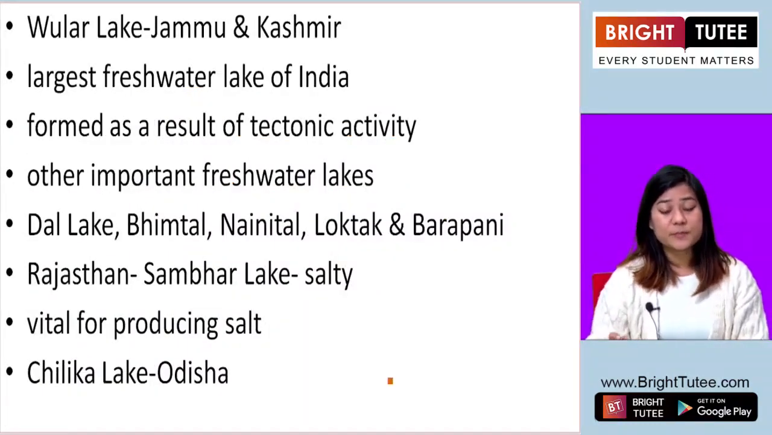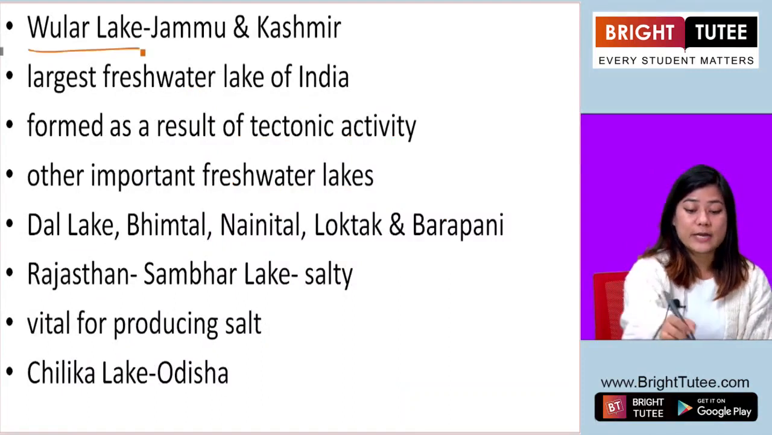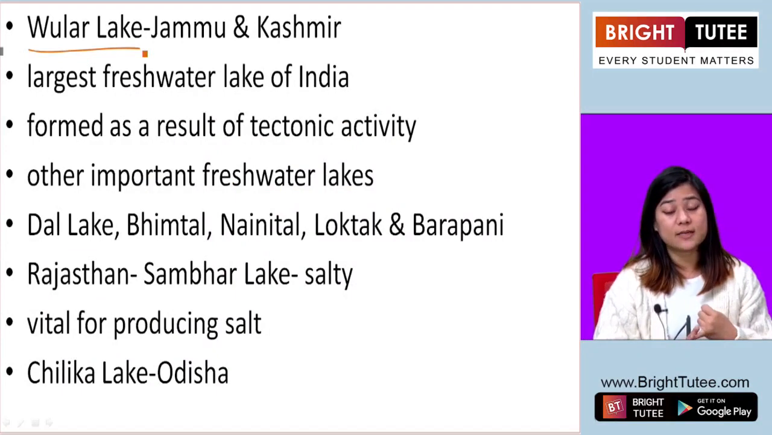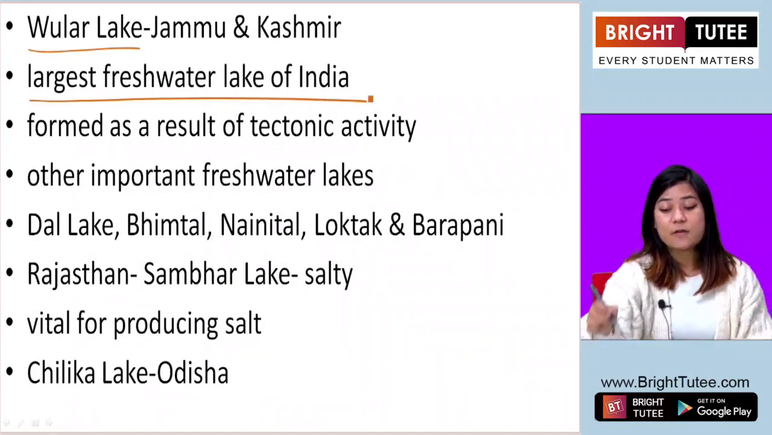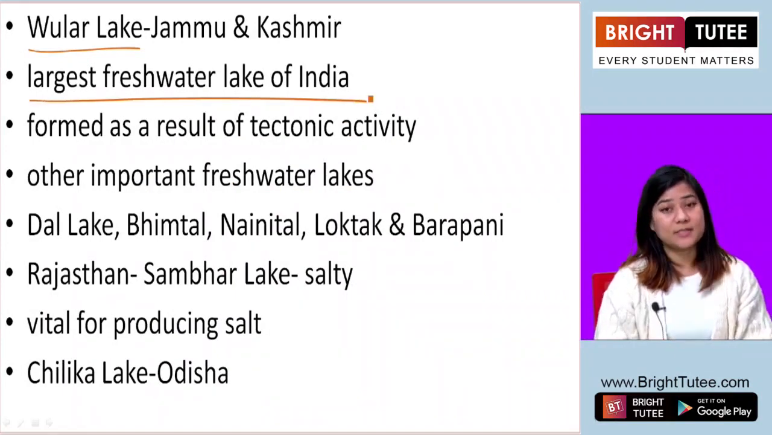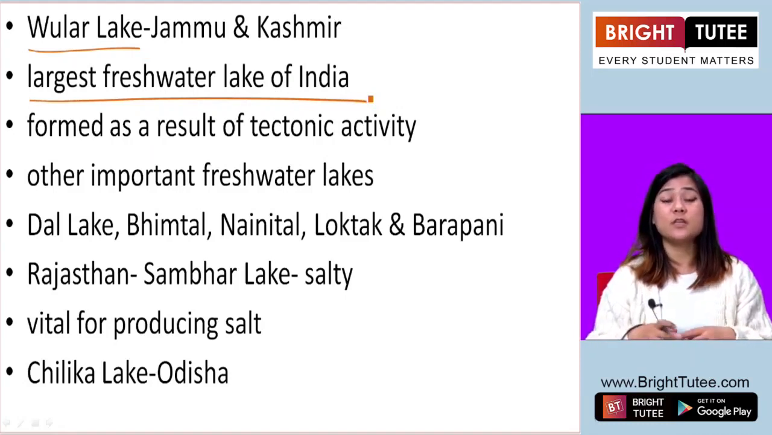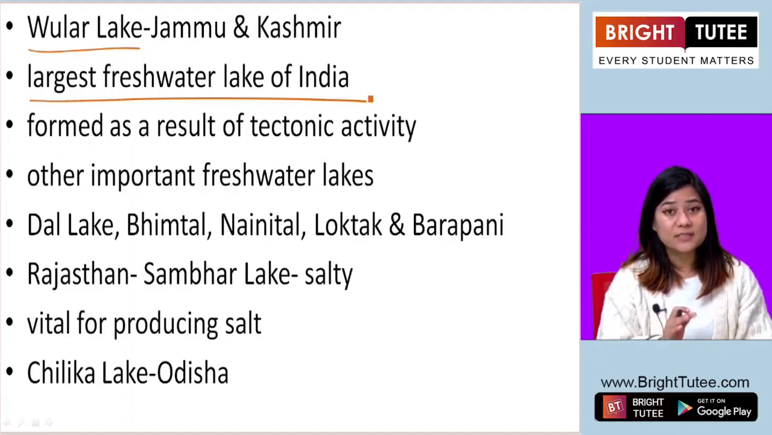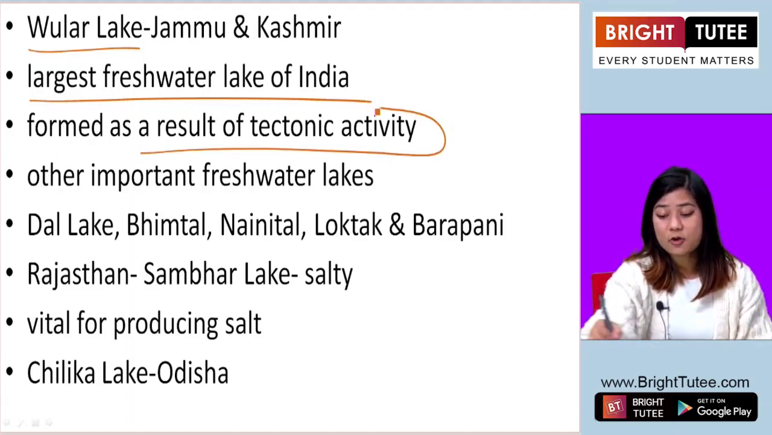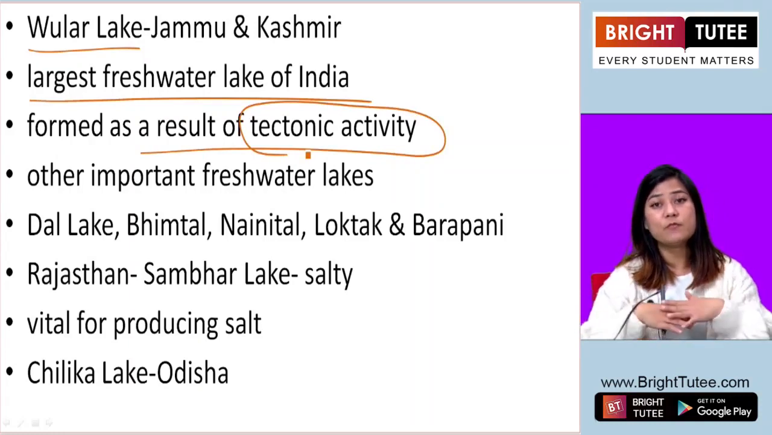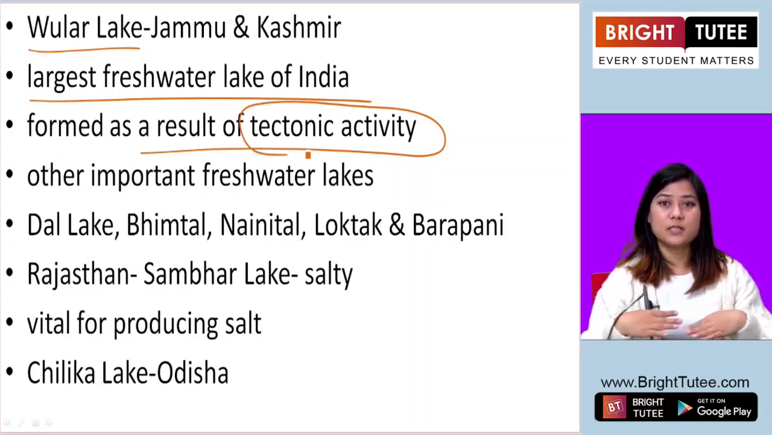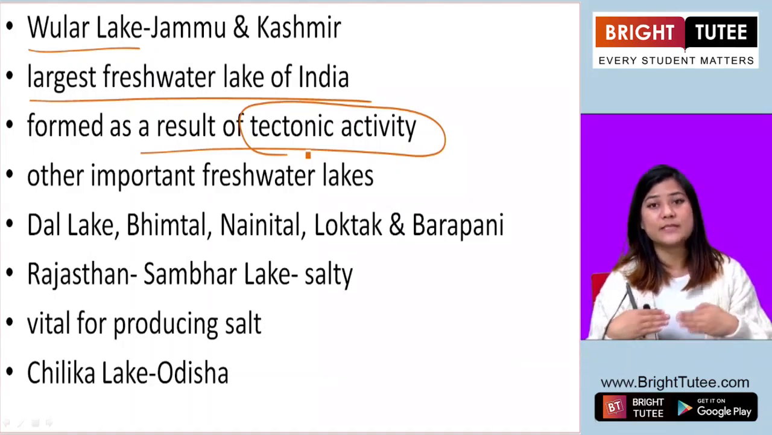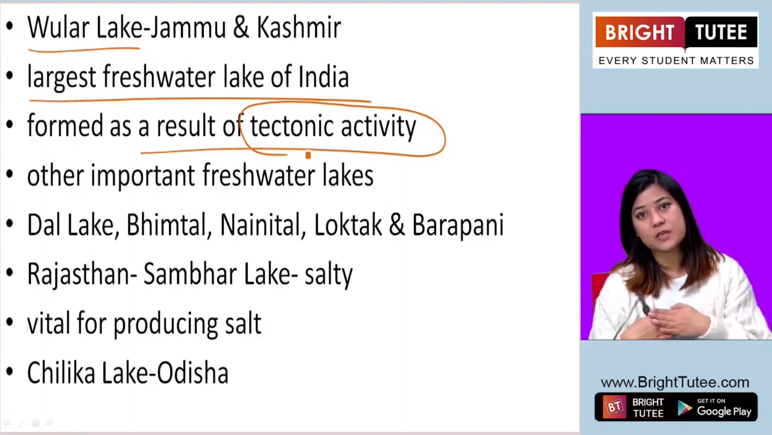Now in Jammu and Kashmir there is a lake called Wular Lake. Now this lake is a freshwater lake. It is in fact the largest freshwater lake, but it is not formed because of the glaciers. It is formed as a result of tectonic activity, meaning movement on the earth's surface. Okay, because there's always movement happening beneath the surface of the earth, right?